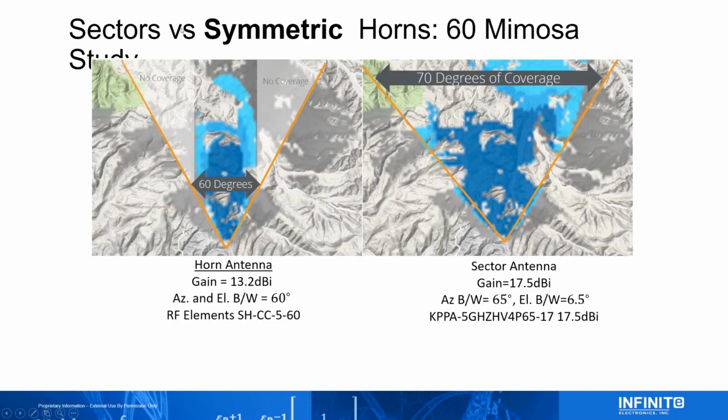Now here's a study that was performed by Mimosa. It's a propagation study they did comparing this 60-degree horn to a KP sector. It's one we've sold for many years, and you can see the vastly improved coverage on the edges of the sector, and that's because, like I said, of the roll off on these horns and also the less gain.